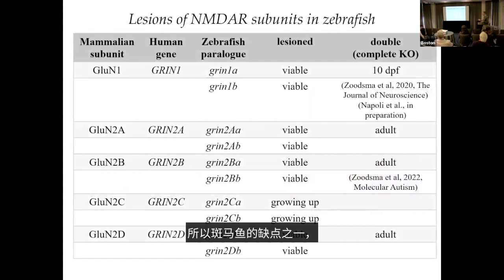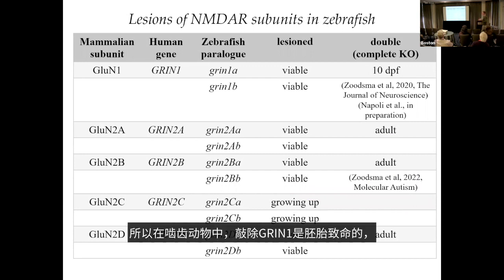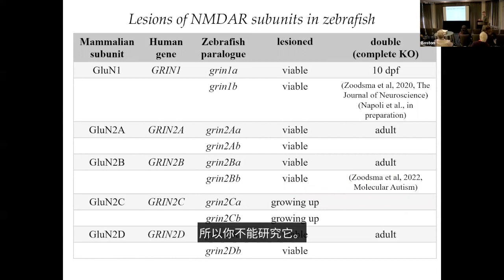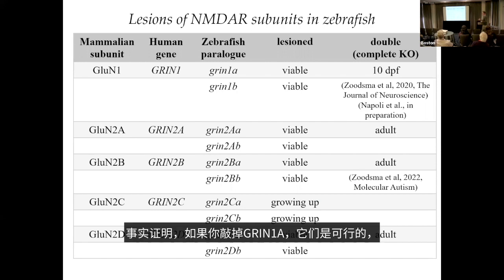One of the disadvantages of zebrafish is that about 3 million years ago, they had a gene duplication. So rather than having just one gene, as we have in humans, you actually have 2 paralogs. That occurs for these major subtypes of GRIN. In ways, that can also be advantageous. In rodents, knockout of GRIN1 is embryonic lethal, so you can't study it. It turns out if you knock out GRIN1A, they're viable. GRIN1B, these 2 paralogs for GRIN1, they're also viable.